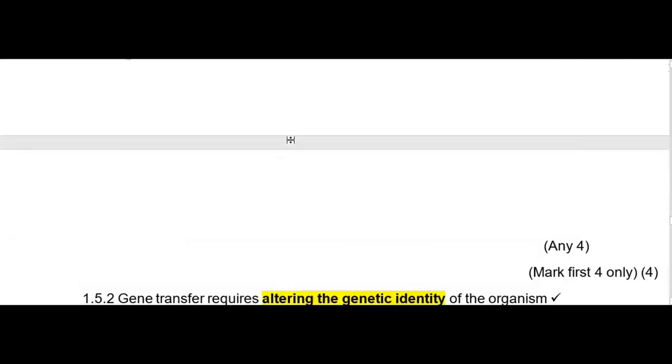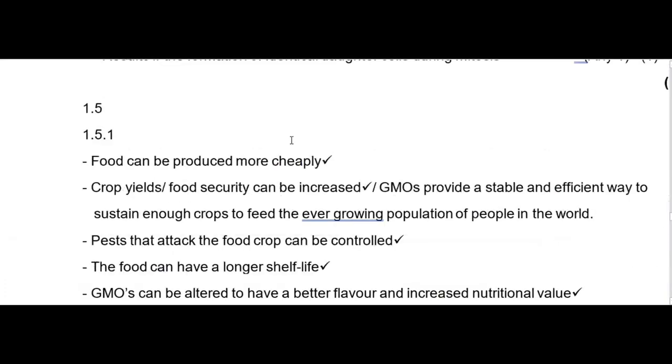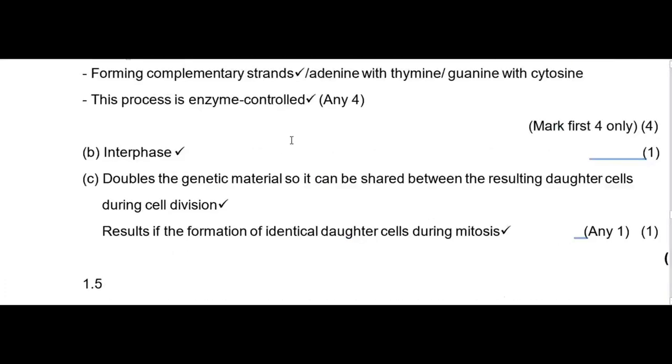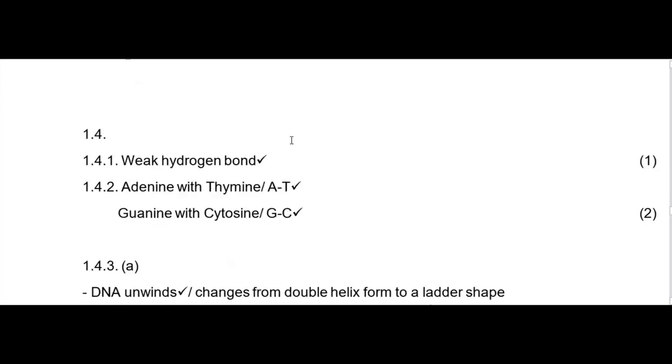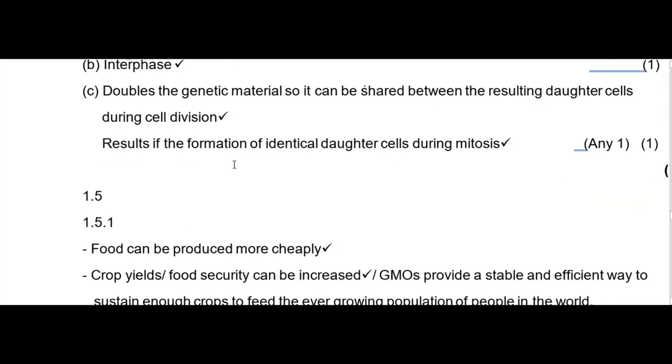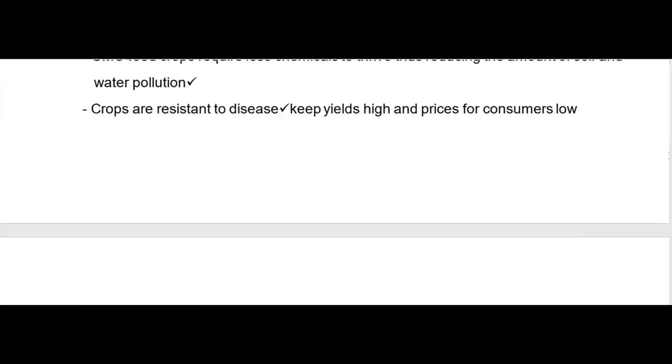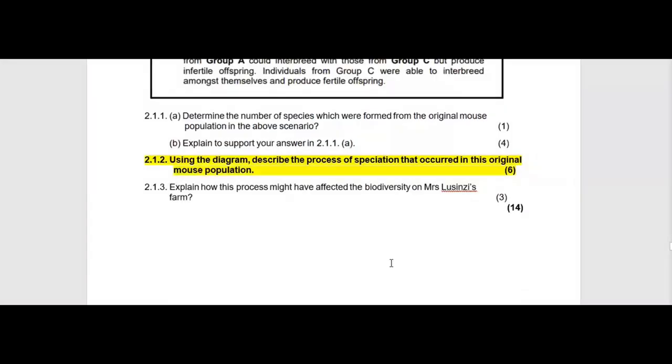And then I see there was one for 1.4, is it 1.4.1 and 2? So this is just from the extract. Okay, this memo will be sent to you guys, so don't worry about that. So question 2 isn't so bad. It's actually quite simple. If you guys work through it, it isn't bad at all.